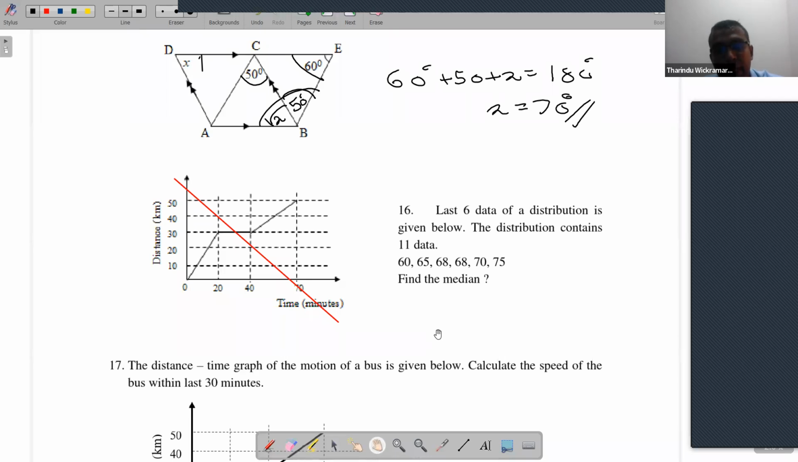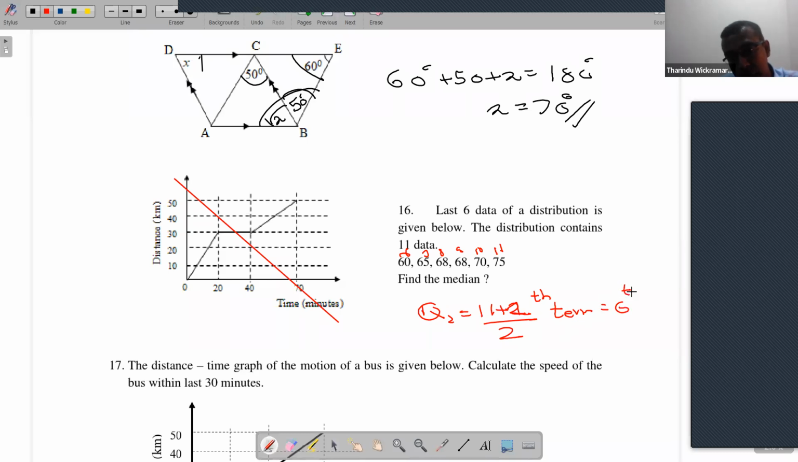So there are 11 data in that distribution. Median is the term in the middle when we arrange the data in ascending order. So this is data number 11, 10, 9, 8, 7, 6. The median, Q2, is the (n plus 1) divided by 2 term, that is 11 plus 1 divided by 2, the sixth term. So what is the sixth term here? That is 60.